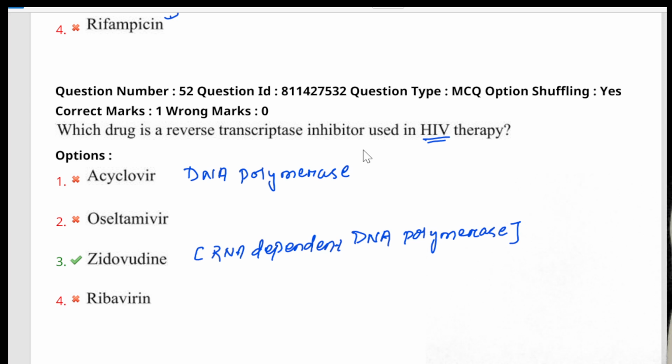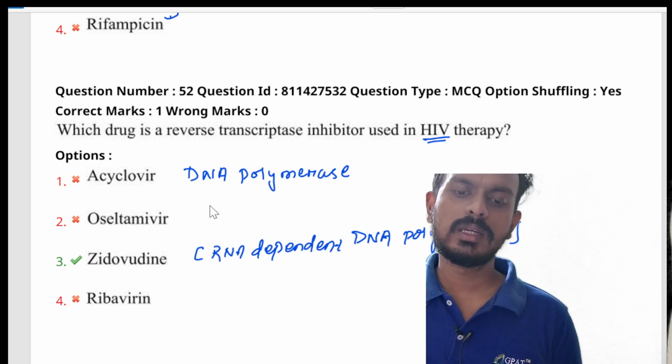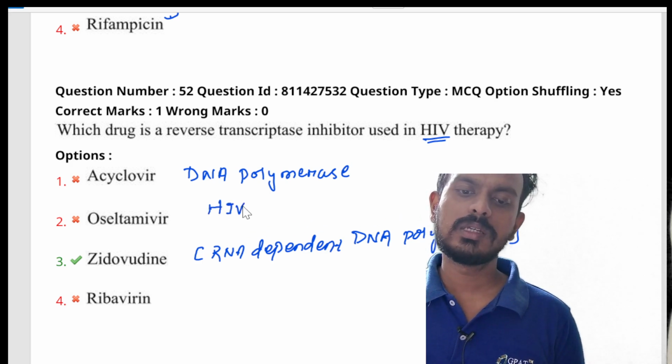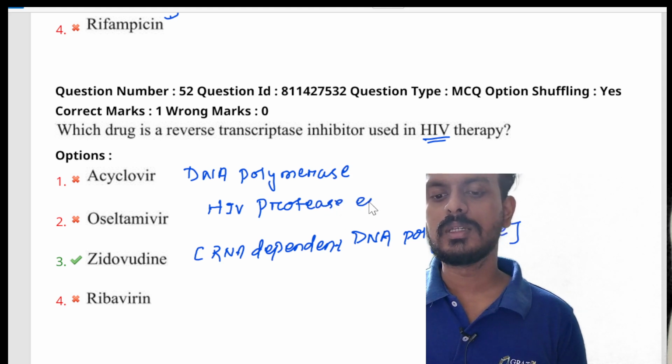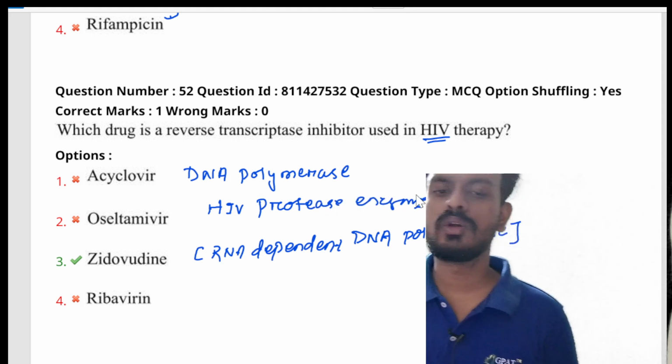Oseltamivir, how does it basically act? So this basically acts by inhibiting the HIV protease enzyme. Okay, it basically inhibits your HIV protease enzyme. And last but not the least, your ribavirin.